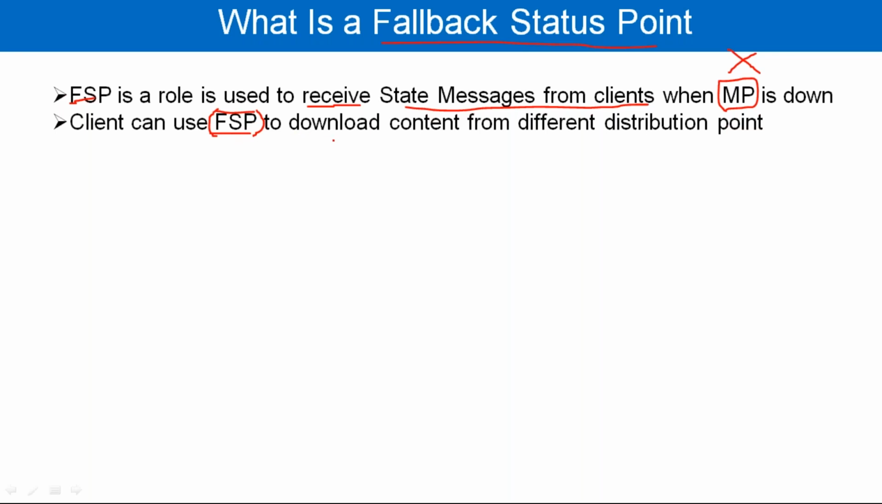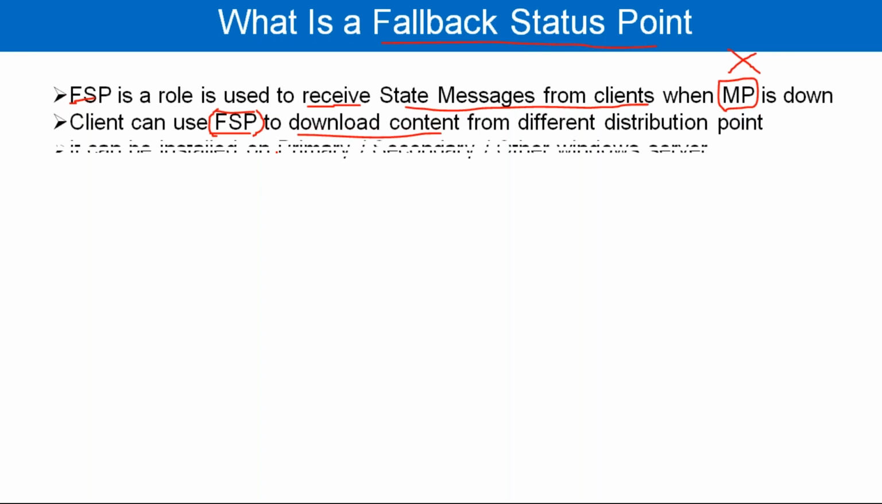So devices can go to Chennai distribution point to download the content. So Chennai will become the fallback status point. It can be installed on primary site, secondary site, or any other Windows server.